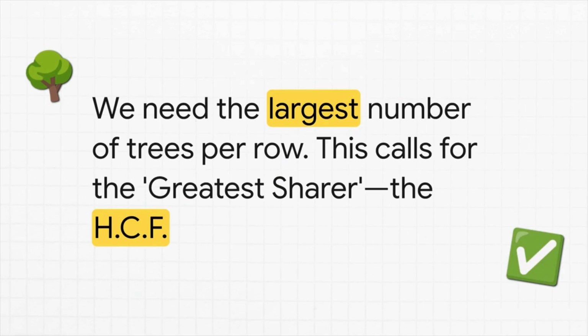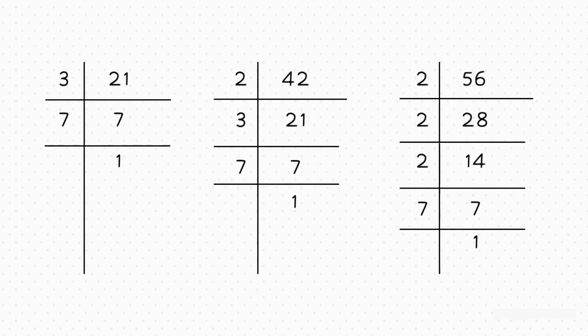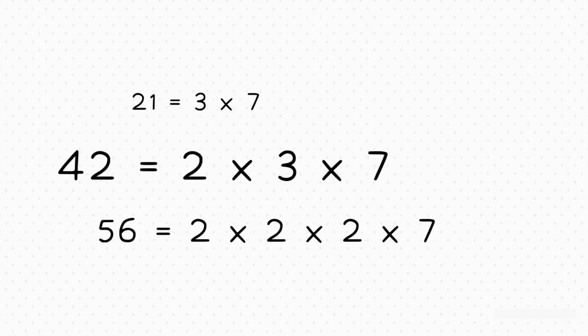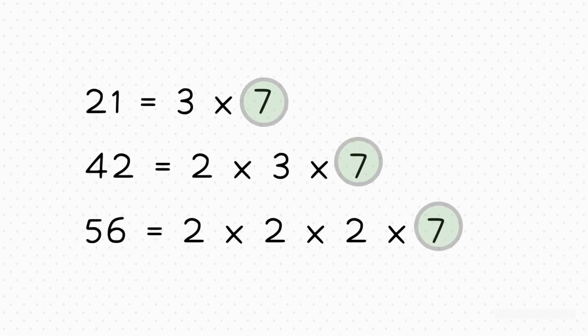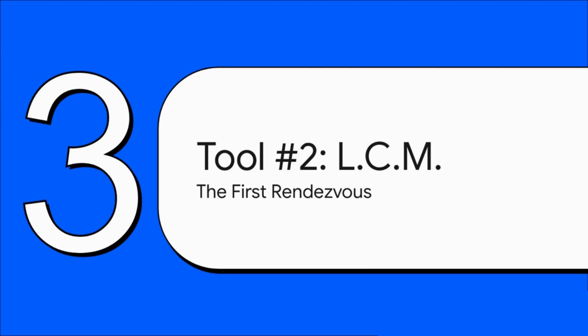We're sharing the trees into equal rows, and because the goal is the minimum number of rows, that means we have to pack the maximum number of trees into each one. We're looking for the greatest sharer. We need the HCF. And the HCF of 21, 42, and 56 is 7. It just is. So that means every single row must have exactly 7 trees. It's a perfect example of how HCF just hands you the answer for making the largest possible equal groups. Problem solved.